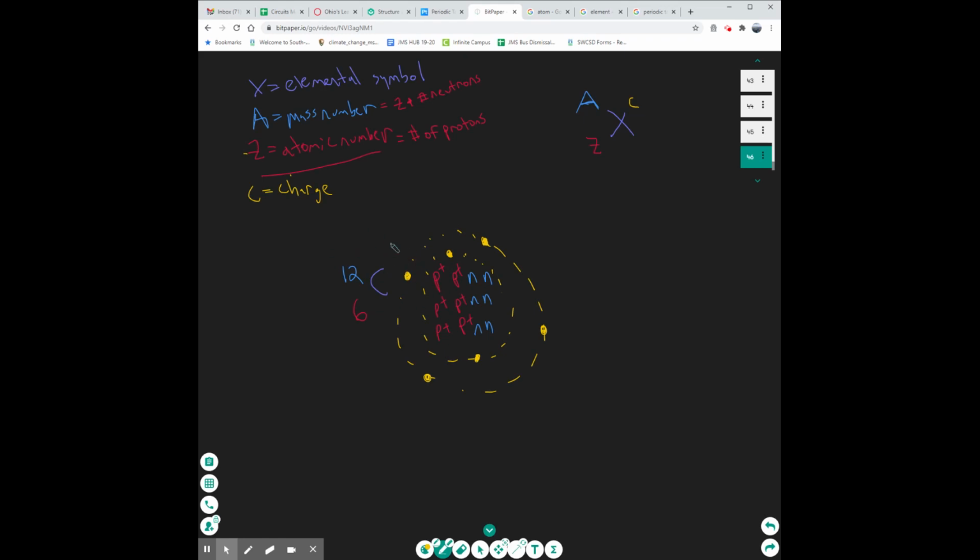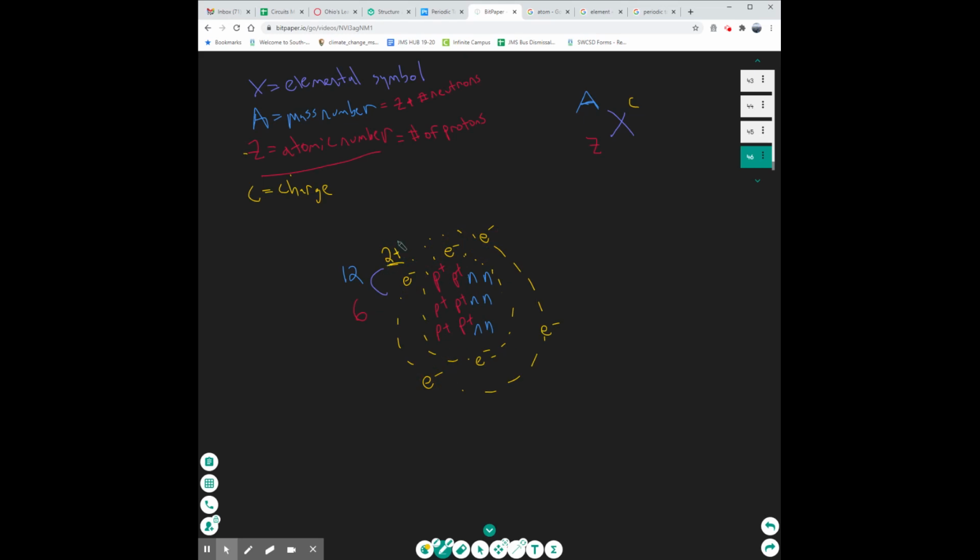Okay, so let's say that instead of having a neutral carbon, we instead had a carbon that is 2 plus, which means it has an overall charge of 2 positive, which means it has 2 positive charges more than it has negative charges, right? And remember, all of these little dudes are electrons. In fact, I'm going to erase them all and replace them with the electron symbol so that y'all can see that they're all electrons and they're negative. So we've got 6 electrons and 6 protons.